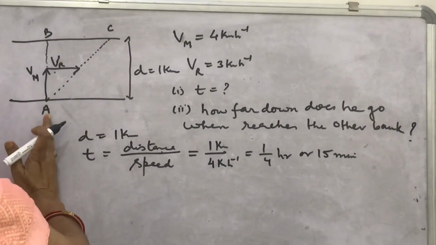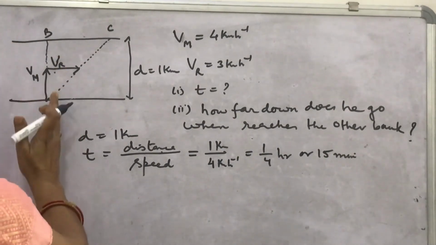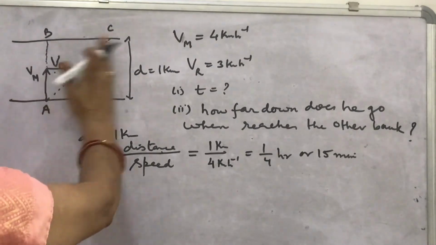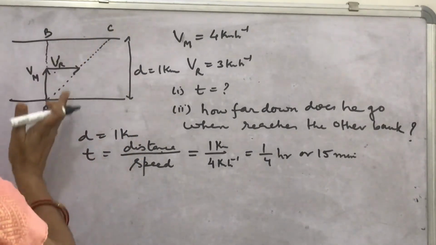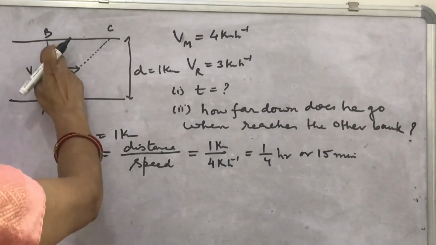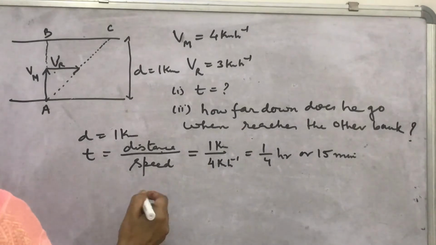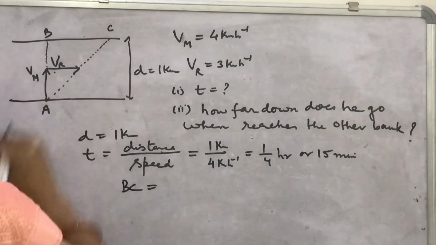Actually the man is trying to swim in this direction, he can swim in the still water in this direction, but since the river is flowing, what will be its velocity in this direction? So he reaches here at point C. So what is BC? It is asked. Now what will be the BC? You know, again BC is the distance.